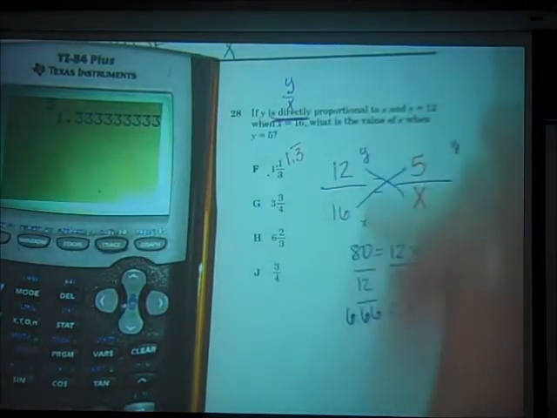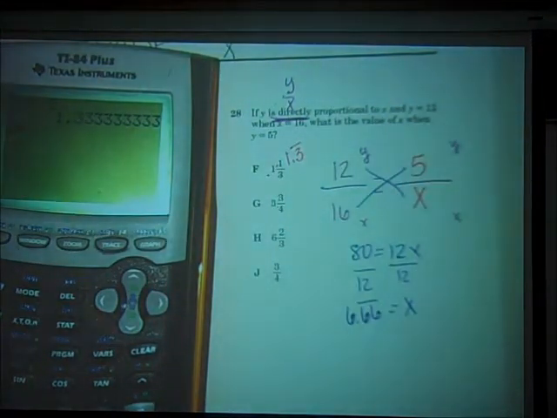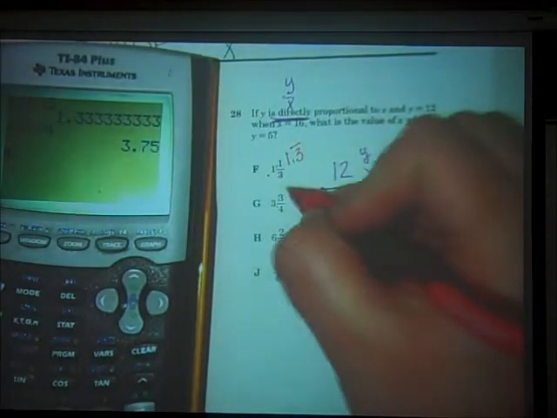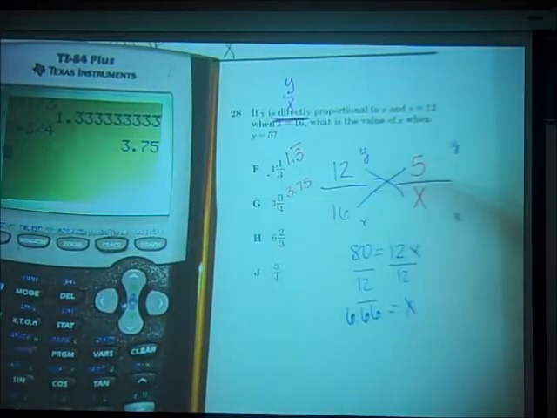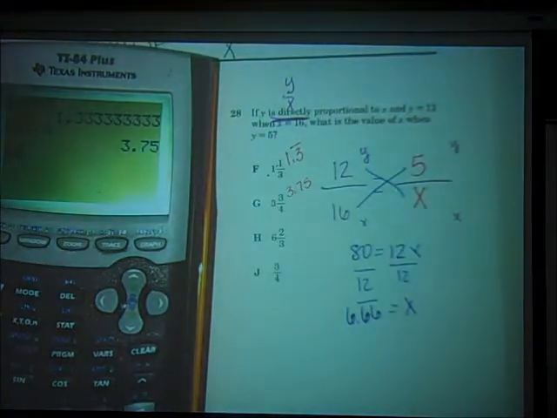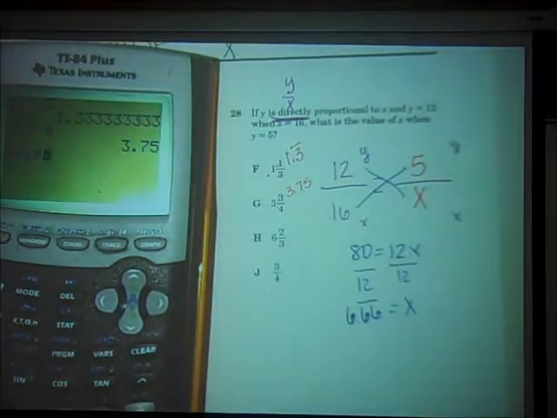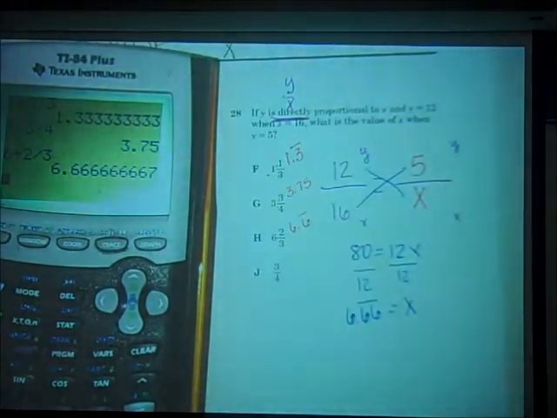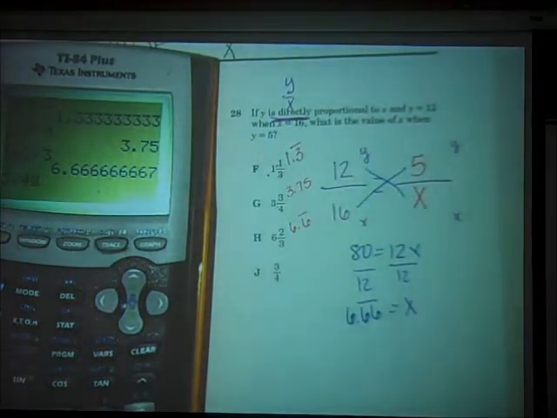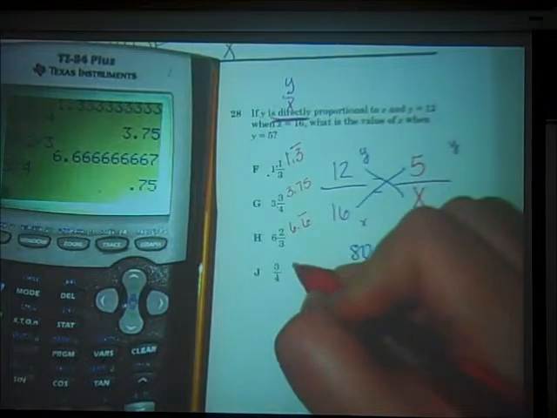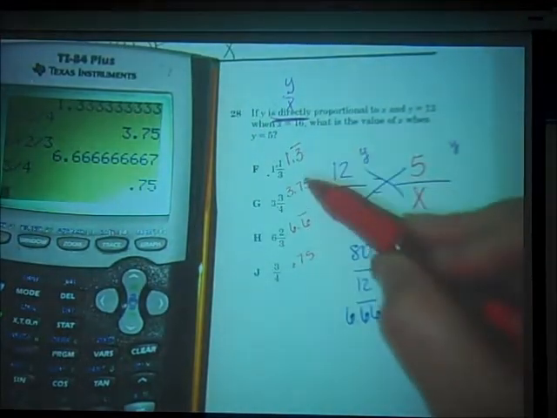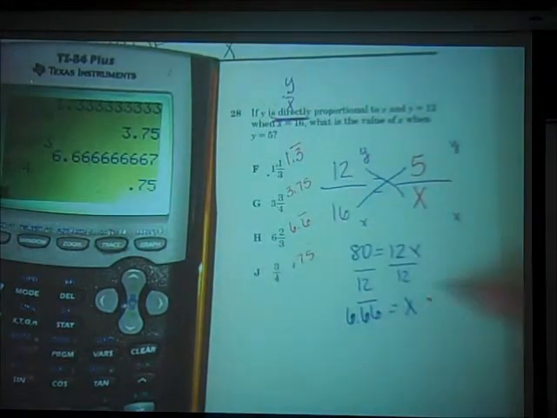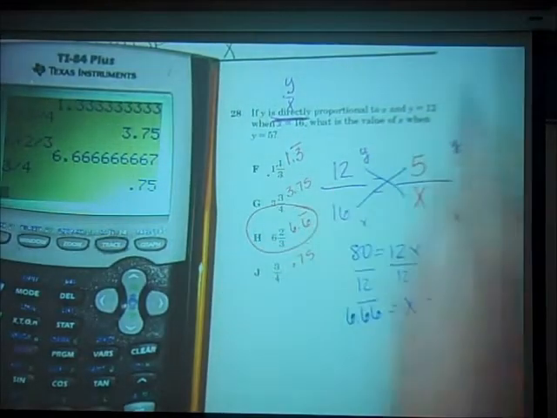If I want to type in 3 and 3 fourths, I'm going to do 3 plus 3 fourths. 3.75. I'm going to do 6 plus 2 thirds. 6.6 repeating. And just to continue with the pattern, 3 fourths is 0.75. So which of these answer choices gave me the same answer? Very good. It was H, 6.6 repeating.